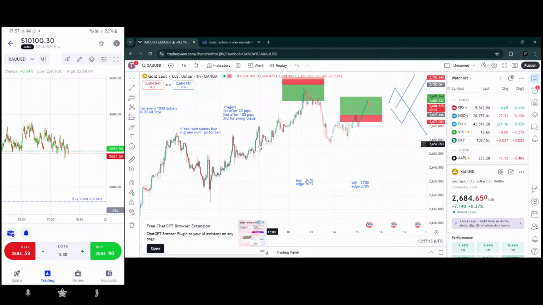Because my entries are based on price action, how the market moves, and what the action is, like from 2680 to 2690, how the market behaves in this $10. I have seen it before, I am in trading for the past 4 years, so I know how the market moves. So everything is based on price action.